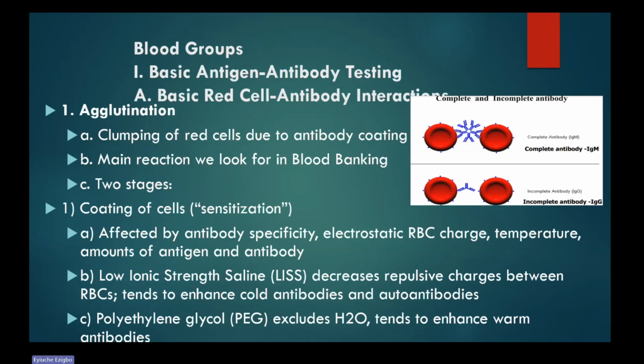If you see this diagram here, there are some antibodies we call complete antibodies, mostly IgM, because IgM is a pentamer. It attracts cells more rapidly and gives a comprehensive, complete reaction, while the incomplete antibody, the IgG, is just a monomer, so it doesn't have the capacity like IgM to bring cells together by binding. So agglutination is a type of interaction we see in red blood cells.